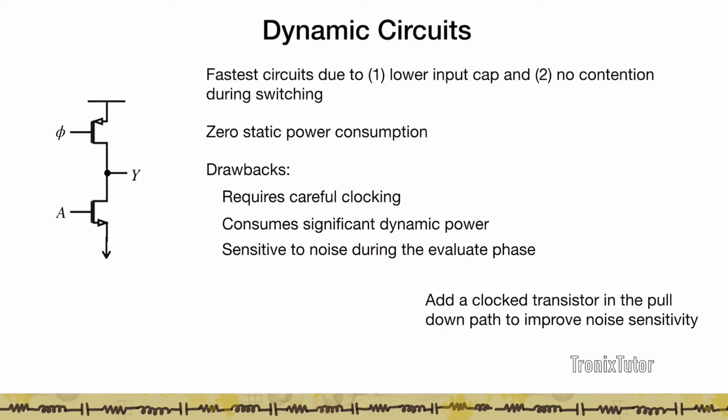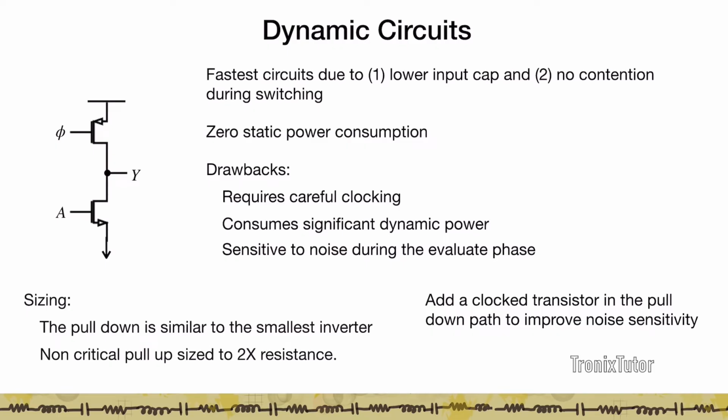One way to fix all this is to add a clock transistor in the pull down path also, and this ensures that freak signals do not happen when the clock is high. Now, as far as sizing of these gates goes, we size the pull down such that it is similar to the smallest inverter in the technology, and the non-critical pull up we size such that it has 2 times the resistance of that of the inverter.